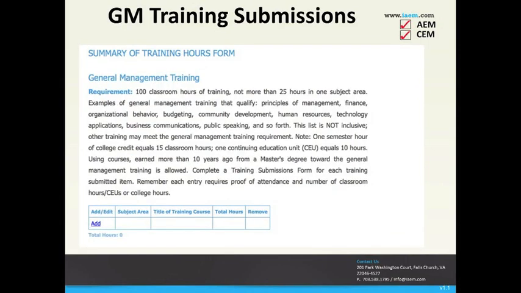General management is pretty much the same thing. You still have to have subject areas. You still have to have the same validation that you did in emergency management. And the application will allow you to add those hours. It has a little button and it'll add them all up for you.